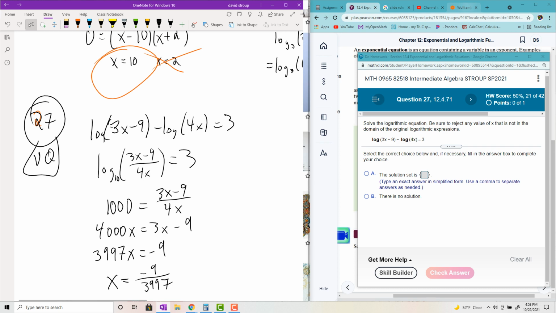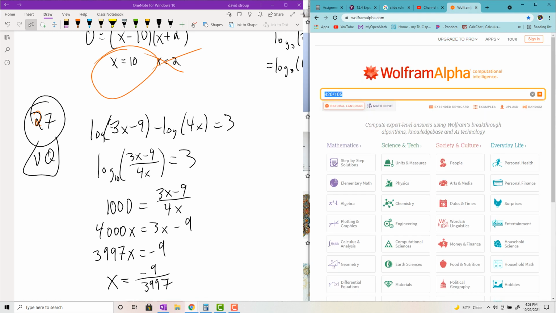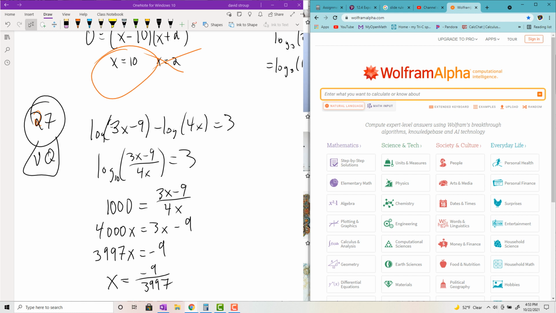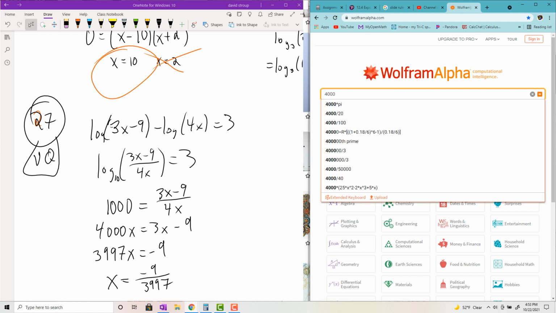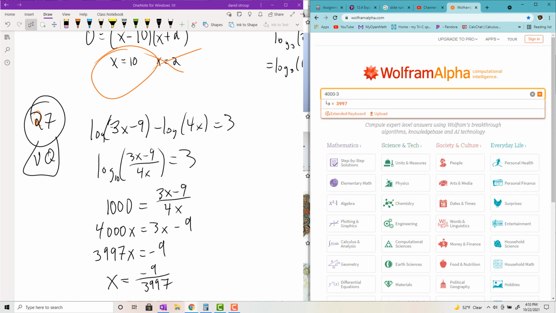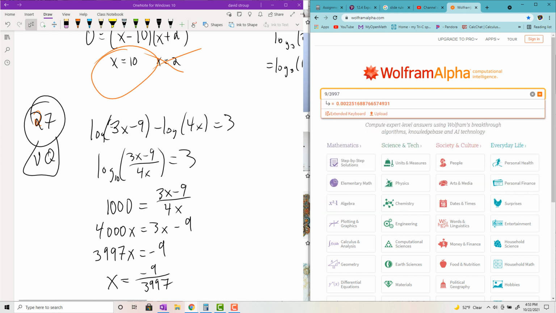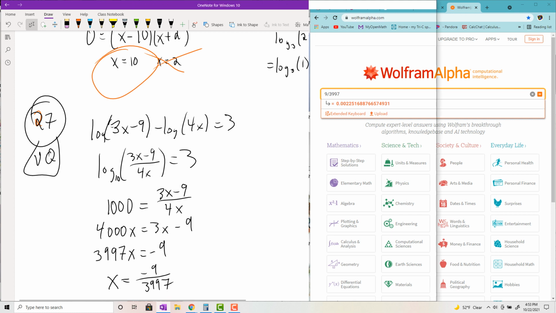Let me just make sure all my little math is correct before I get carried away. 10, what did we say? To the third, yeah, that's 1,000. 4,000 minus 3, 3997, and I wonder if we can simplify that thing. 9 all over 3997. No. Okay, so I need to check that thing and see if it works. All right, so I can give myself a little more room here.